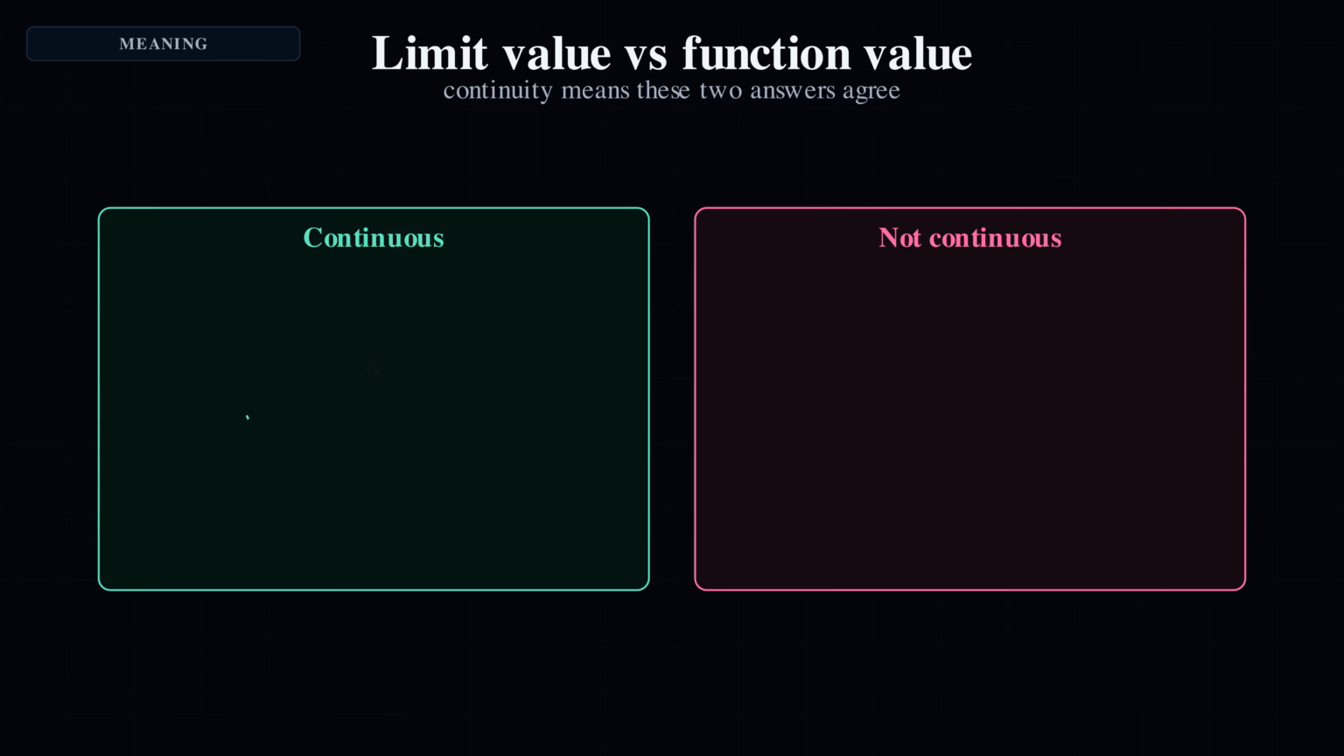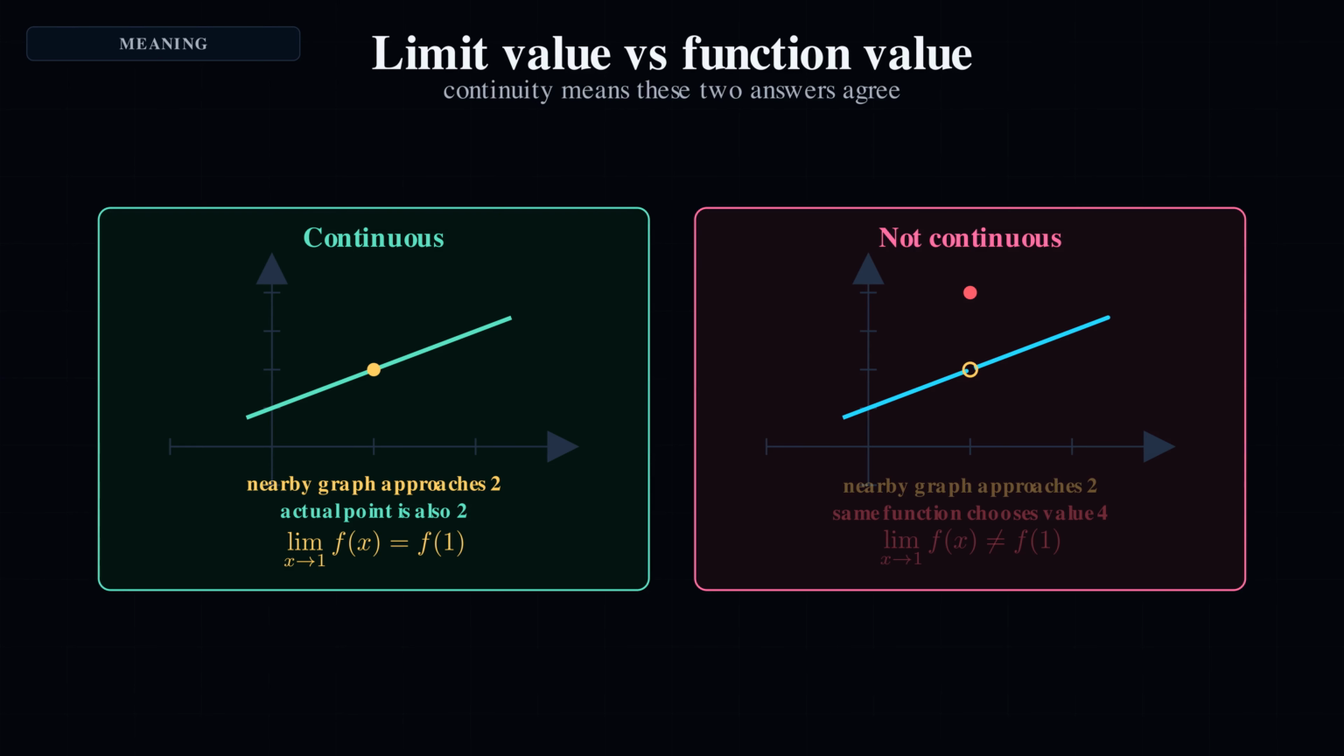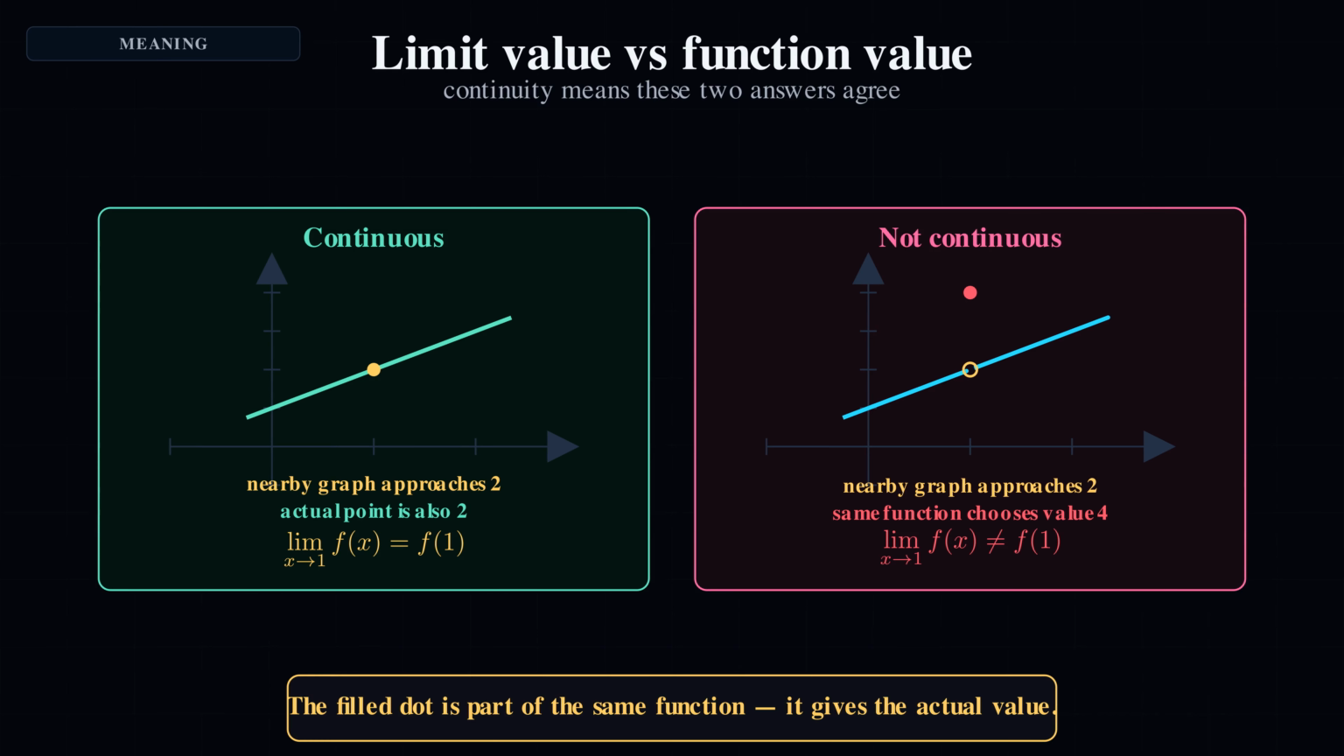Now compare limit value and function value. On the continuous side, the nearby graph approaches 2, and the actual point is also at 2. So, the limit value and the function value agree. On the non-continuous side, the nearby graph still approaches 2. But the filled red dot is part of the same function, and it says the actual value is 4. So this is not a different function, and not a random dot. It is one function with a special value at x equals 1. Continuity fails because the nearby behavior and the actual value disagree.